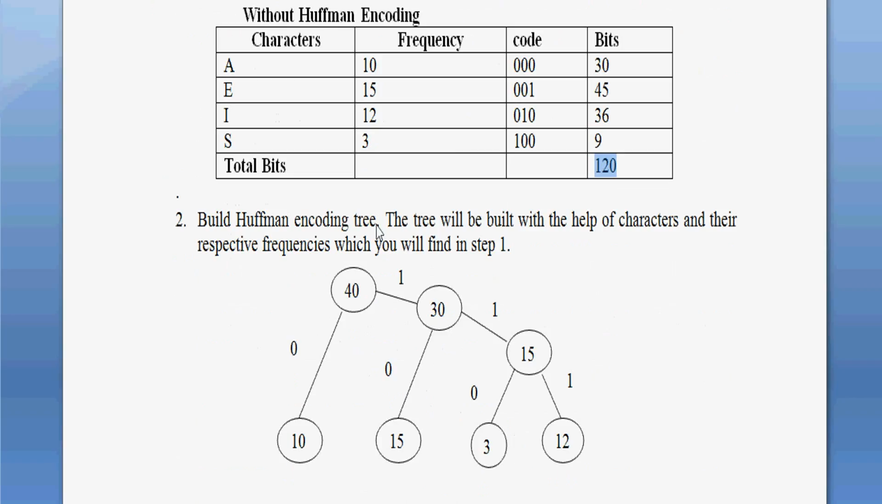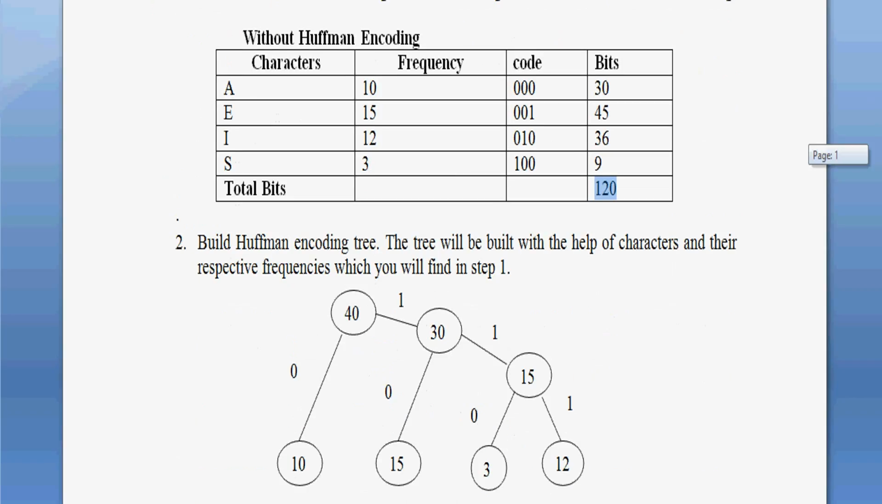Build the Huffman encoding tree. How are we going to do it? According to frequency, we have S 3 times, and we have I 12 times. We sum up these two and make one node from them, and that is 15. Then we have another character, E, whose frequency is 15, and we add these two nodes together and make one node, and that's 30.